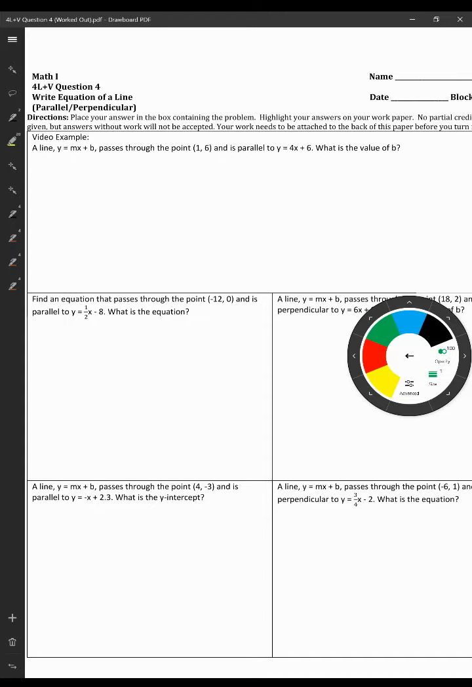So in this video example, it says a line y equals mx plus b passes through the point (1, 6) and is parallel to y equals 4x plus 6. And we have to find the value of b.